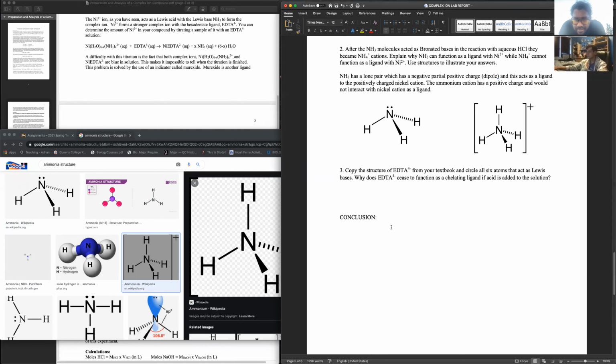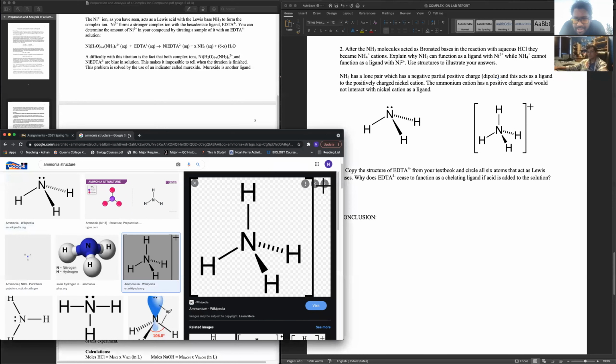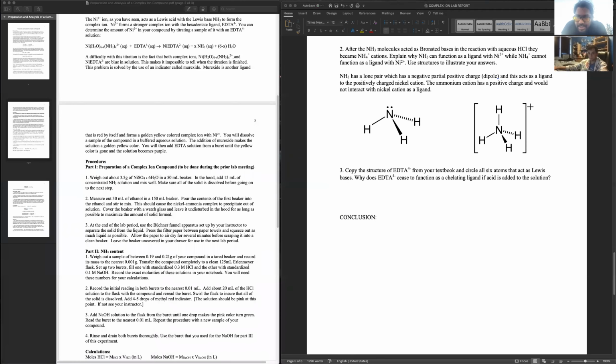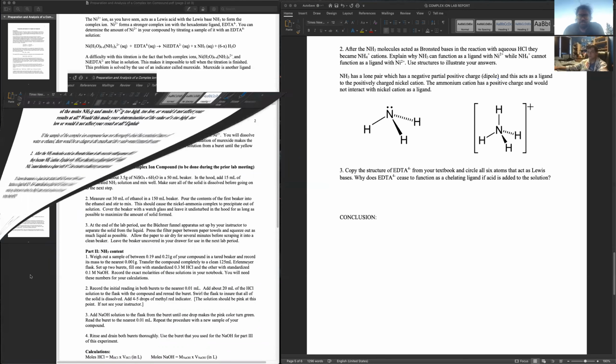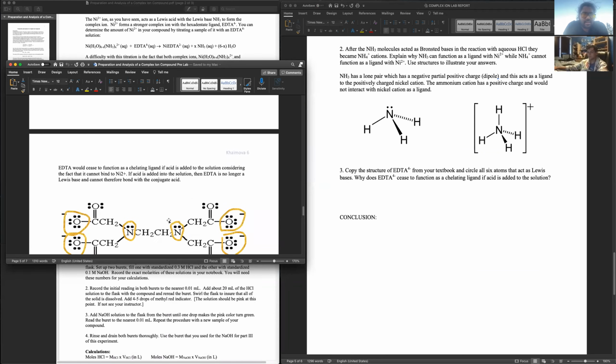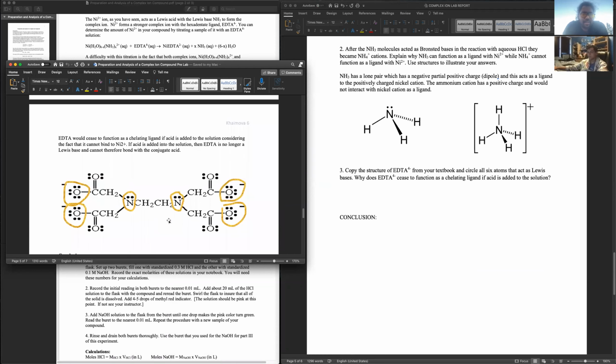All right, let's see. Copy the structure of EDTA 4 minus from your textbook and circle all 6 atoms that act as Lewis bases. Why does EDTA 4 minus cease to function as a chelating agent if acid is added to the solution? So she did this. Yeah. Look up your own thing though. Okay. So what can I search it up as then, please? Just EDTA structure, like Google image search it.